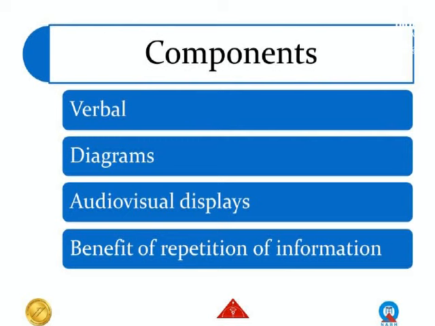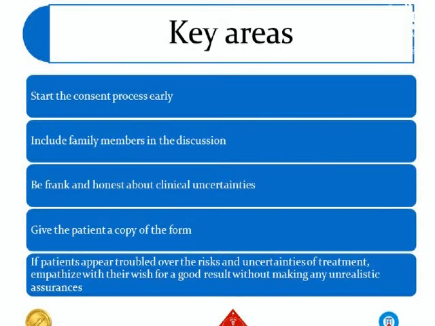It can be in the form of verbal explanation and also diagrams you can illustrate to explain the procedure, audiovisual displays, or the benefit of repetition of information. So if you repeat twice or thrice, the patient may understand it in a better way. So start the consent process early. Include all the family members in the discussion, especially those who will play a role in the patient's consent. Sometimes patients themselves will be dependent on their key family members, so involve them early as well.